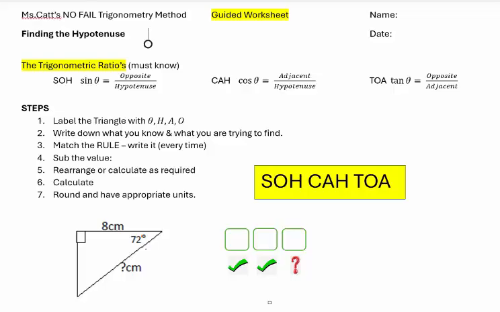Just to remind you, the SO stands for sine theta. It's not sin. Sin is what you commit. It's sine theta is opposite over hypotenuse. CAH: cos theta is adjacent over hypotenuse, and TOA is tan theta is opposite over adjacent. At the top of every page I really do want you to write SOH CAH TOA, because then it's a quick reference. So we're going to follow the same steps.